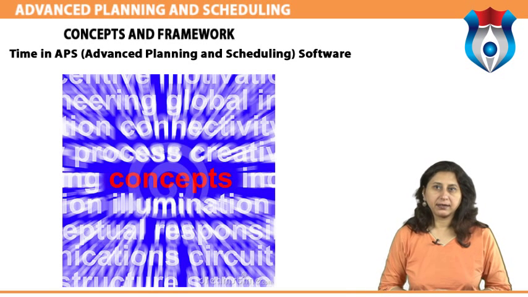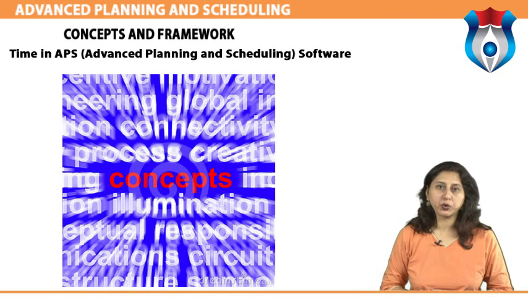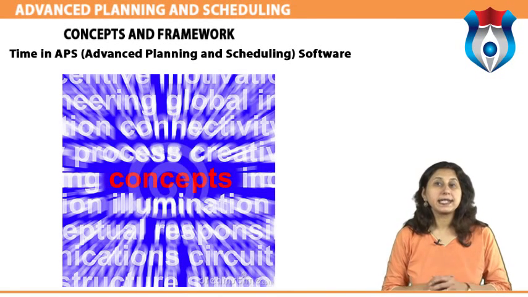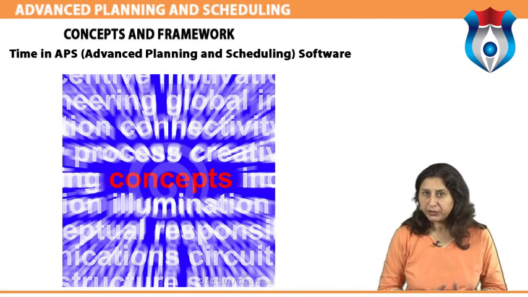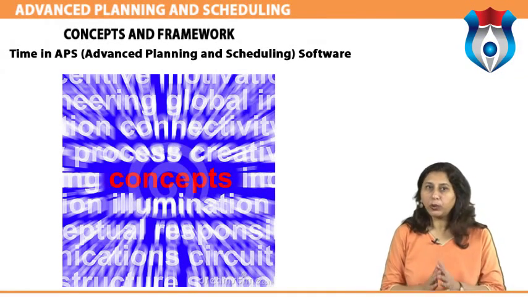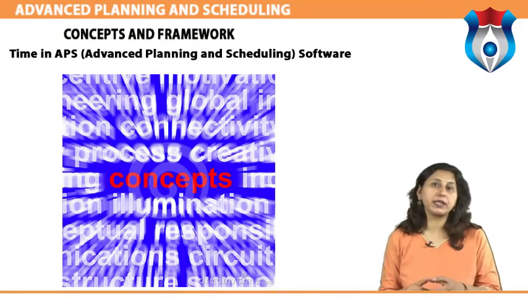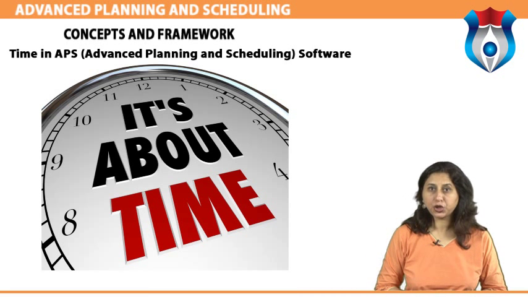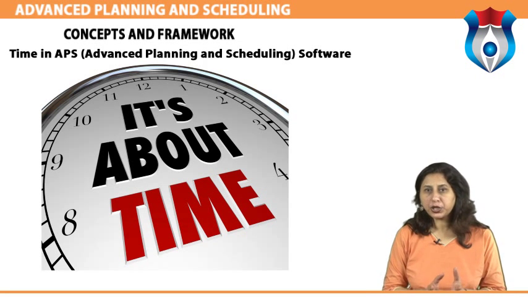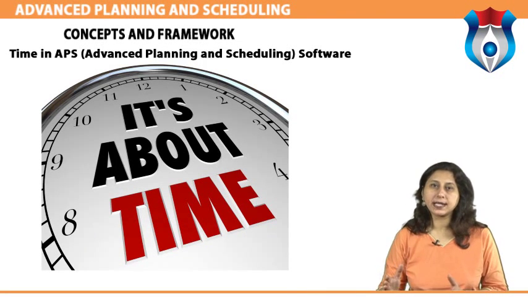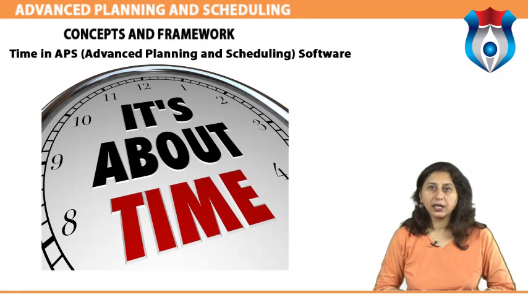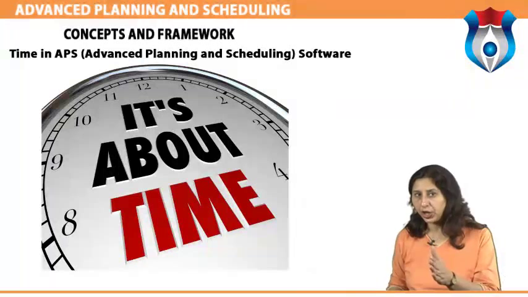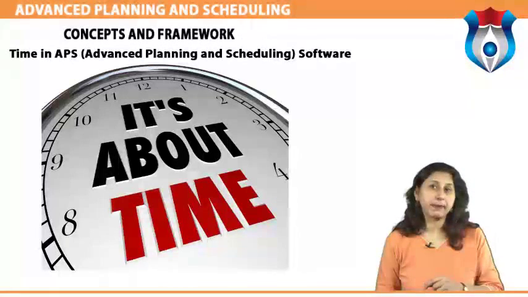Let us now move to concepts and framework. Time in APS, Advanced Planning and Scheduling Software. The APS tools often work in what are called time buckets, which define a period of time bucketed together with no detail as to what occurs within the bucket. For example, a demand planning forecasting tool could be configured to work in weekly buckets, meaning it would create a forecast of customer orders aggregated in weekly time buckets with no distinction as to which day of the week the forecasted demand is expected to fall on.